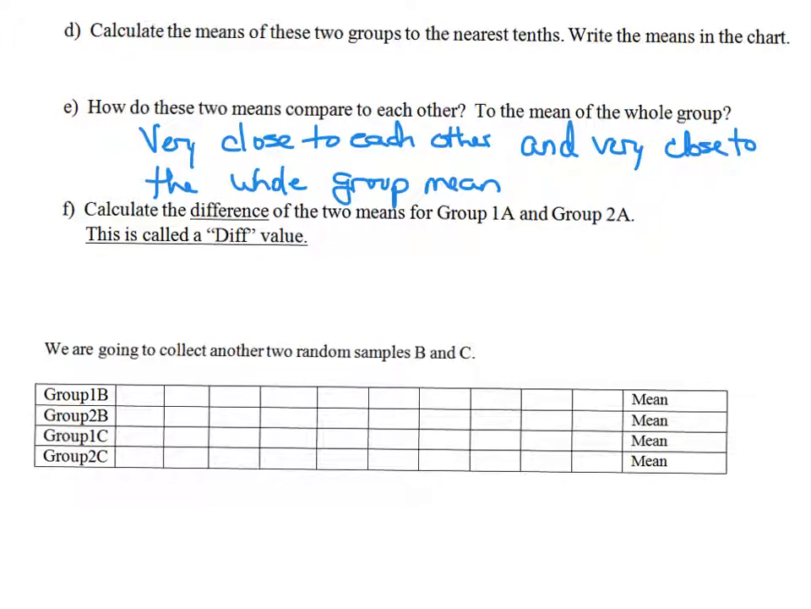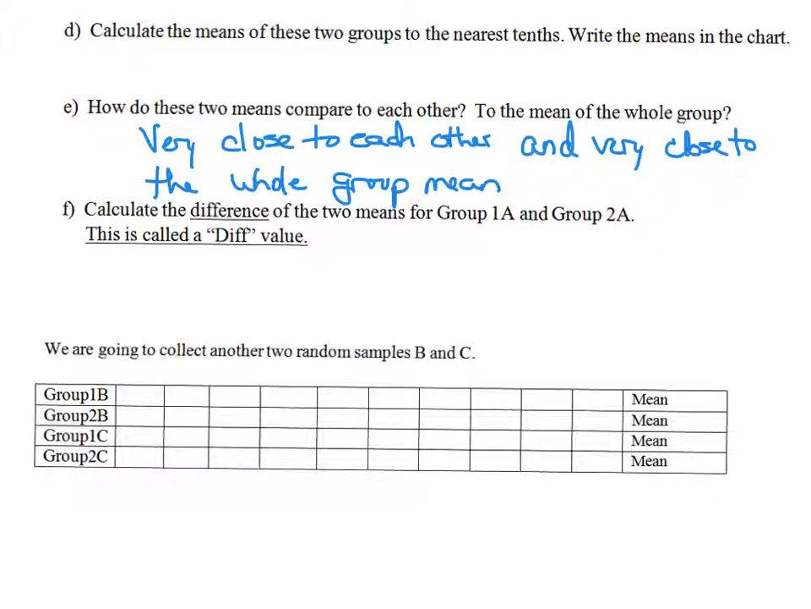So comparing those two numbers, I see that the first group had a mean of 69, the second group a mean of 69.5. Yes, these means are very close to each other. And given the fact that the mean of the whole group was 69.25, both of these means are also close to the whole group mean.